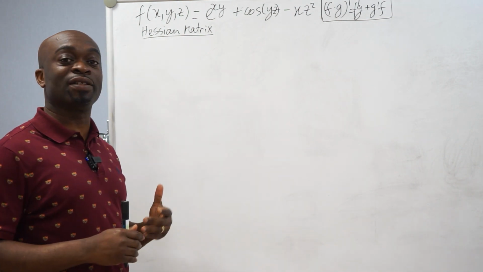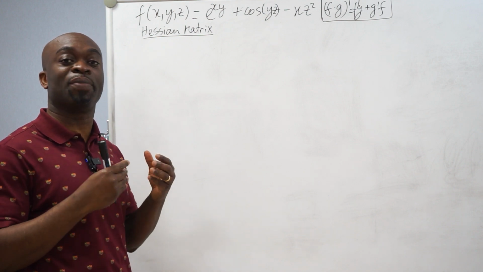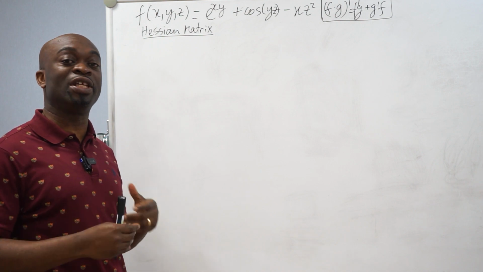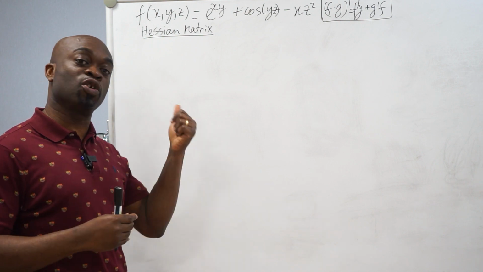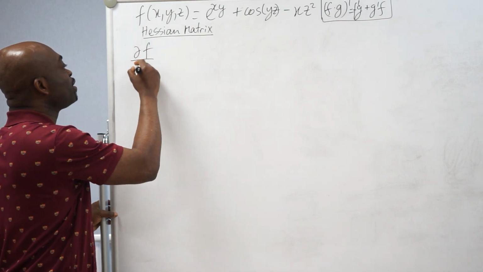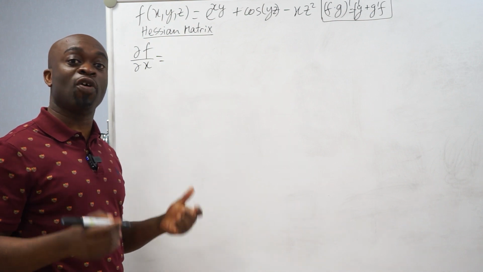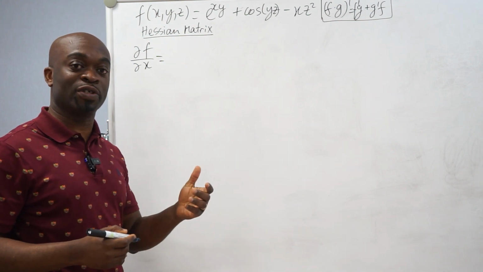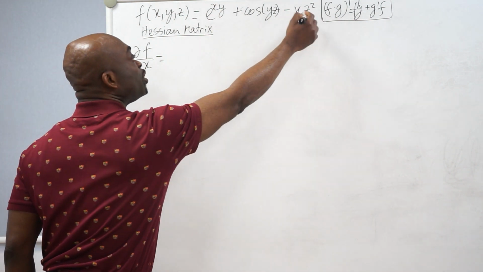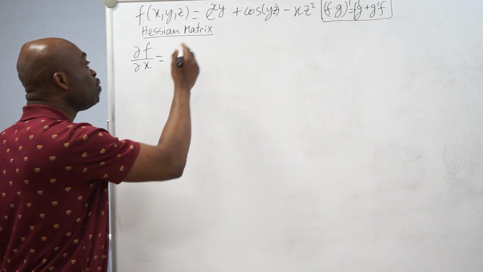So to get the Hessian matrix, that means we need our second partial derivatives. But before we get to the second partial derivatives, we need the first partial derivatives. So let's go with the first partial derivative. To get it, we're going to have to find it for x, for y, and for z. So let's go for x. Whenever we see x, that's what we're going into. So that means the first term and the third term. What would that give us?